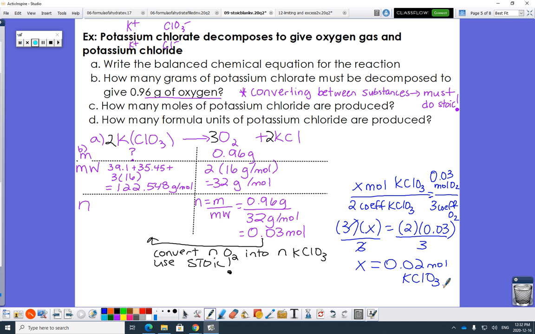And then just read the question carefully. Does it want the amount in moles or does it want the amount in grams? So this one happens to say grams. And that would be the kind of question, if you weren't sure, you could say, Ms. Todd, am I supposed to change this back into grams? And I would say yes or no, okay?